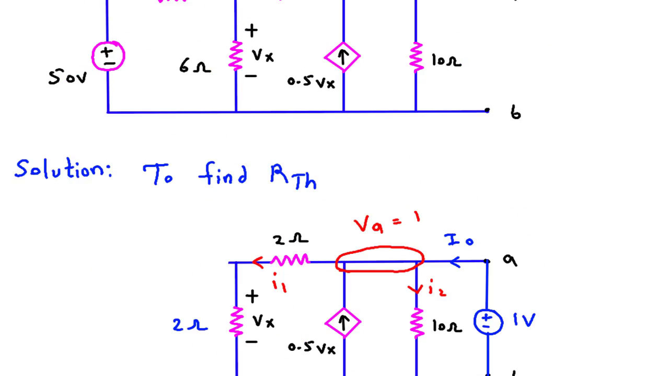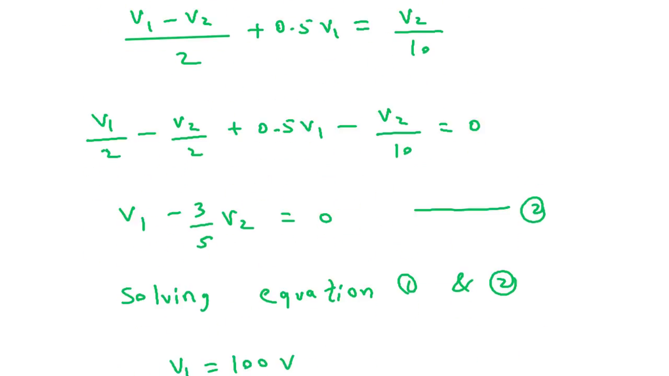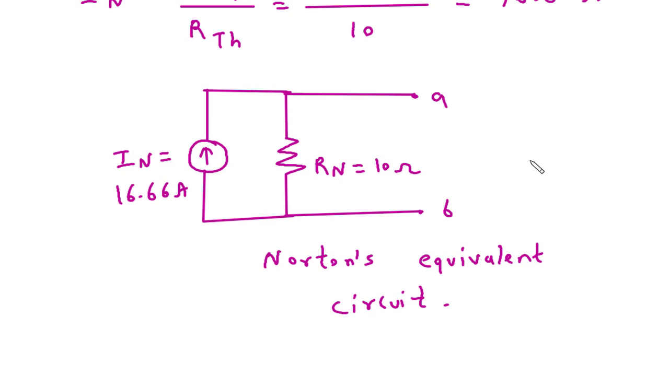What we have to find? We have to find Thevenin and Norton equivalent at the terminals AB. So this is the Thevenin equivalent and this is Norton equivalent circuit.